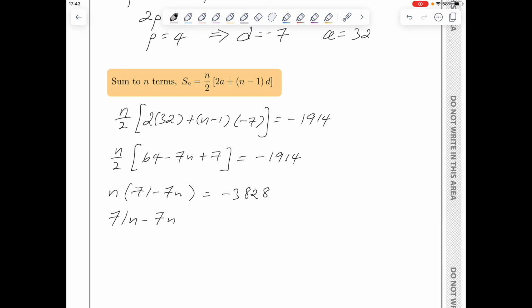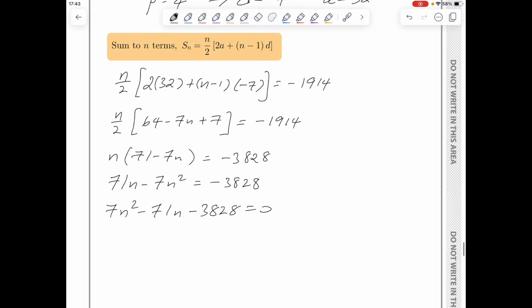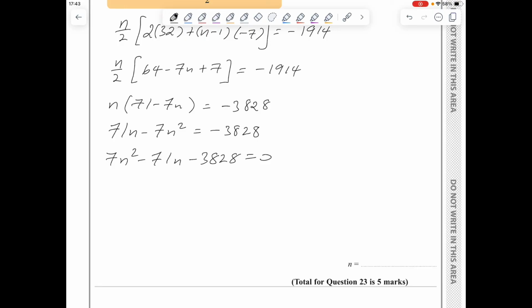Now let's expand the bracket. 71n minus 7n squared is equal to minus 3828. And I'm going to take everything to one side. So 7n squared minus 71n minus 3828 is equal to 0. Now I need to solve that quadratic equation. You can do that by factorization, completing the square, or using the quadratic formula. I will factorize and get (7n plus 132)(n minus 29) is equal to 0.